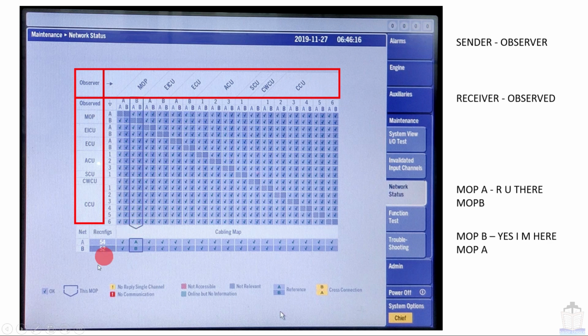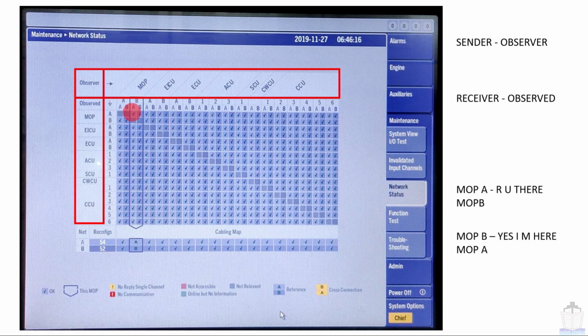Now next I am going to talk about this symbol. This symbol is saying that this screenshot has been taken from the MOP B. Here it is written MOP B. If it had been taken from the MOP A, then this symbol would have been present over here.